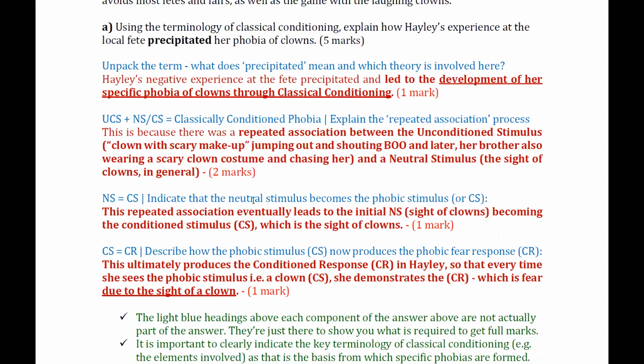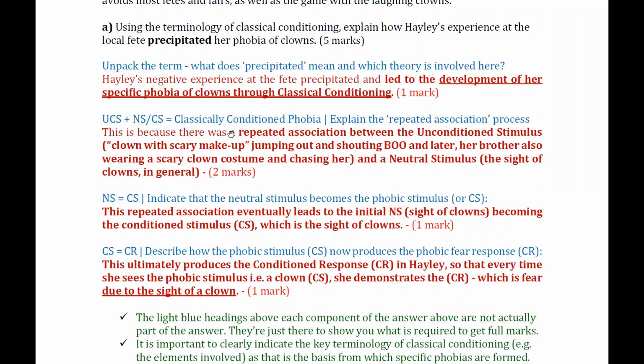The next part is when you talk about the repeated association between the UCS and the NS. Now, all these blue parts, these light blue headings, they're not part of the answer. They're just me trying to clarify what each part of the answer is talking about, if that makes sense. So you're just focused on the red parts. Anyway, the second part of your answer now is talking about the repeated association. This is the during conditioning stage. If we're talking about development of phobias as a 3-phase process, the second part here is the during conditioning.